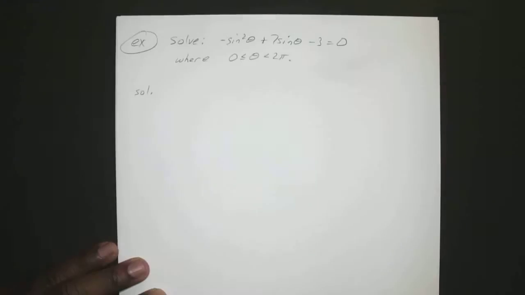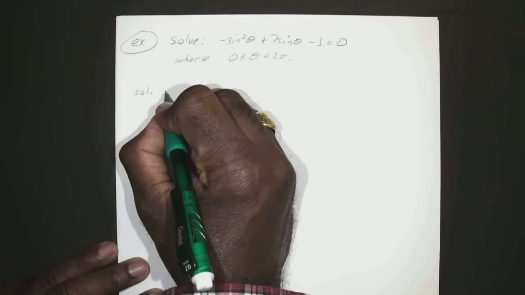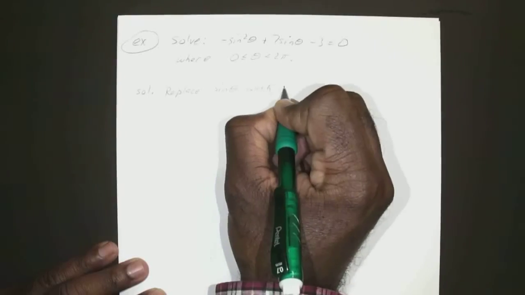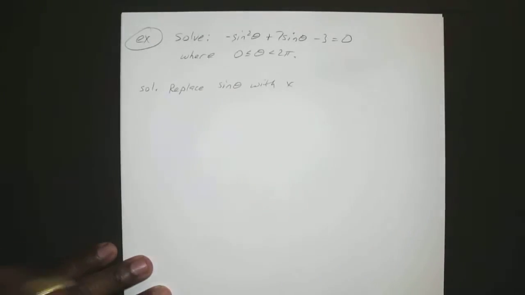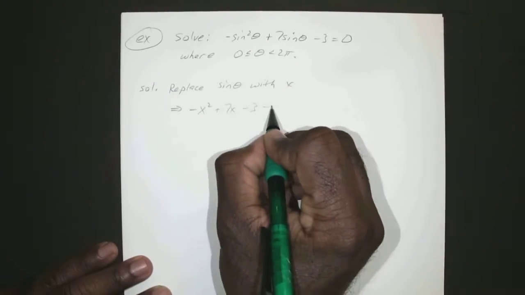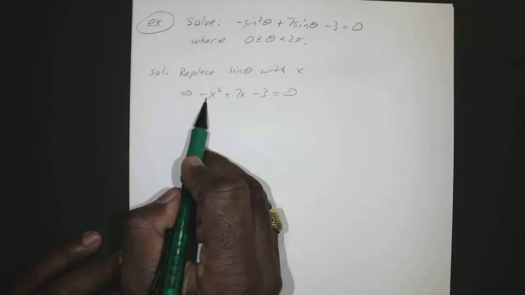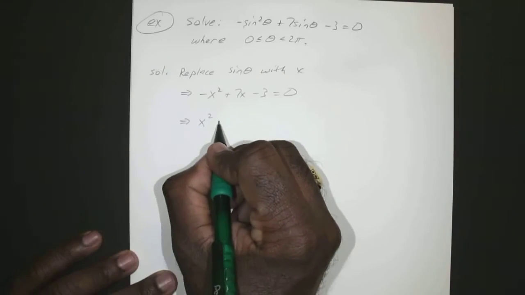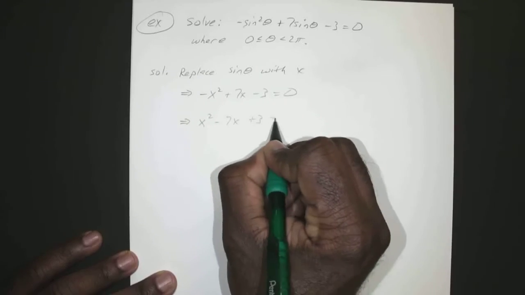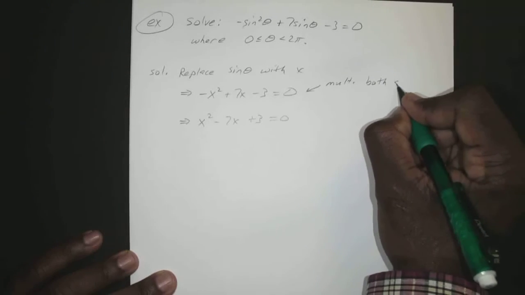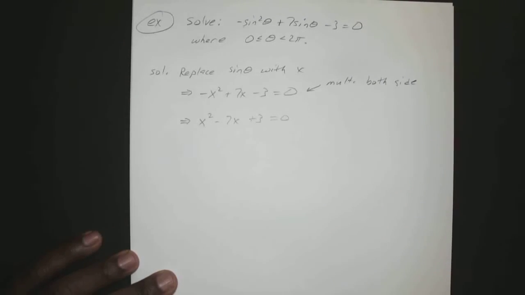Okay, so I'm just going to go ahead and replace sine of theta with a variable, x or y or anything. So replace sine of theta with your variable, so that gives us negative x squared plus 7x minus 3 equals 0. Just to get rid of that negative coefficient, I'll multiply both sides by negative 1. That gives you x squared minus 7x plus 3 equals 0. You don't have to do that, but I just like to have my lead coefficient be positive.